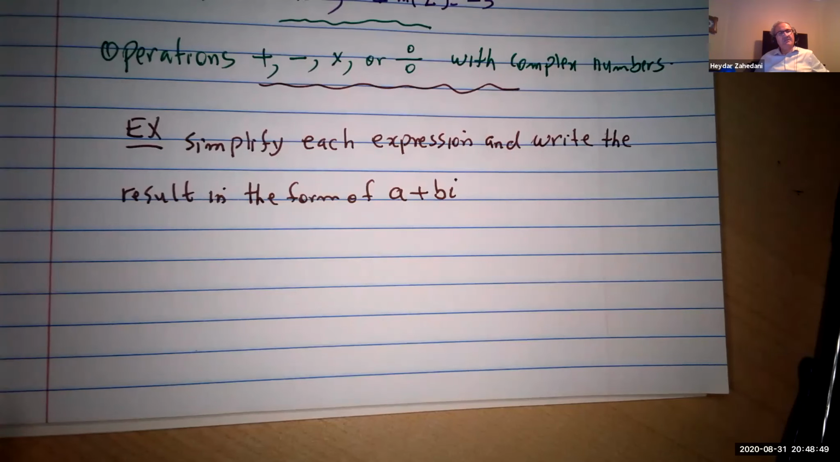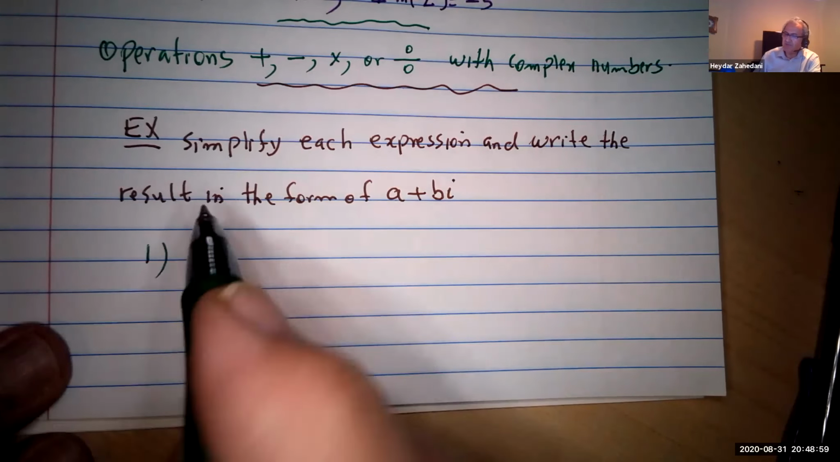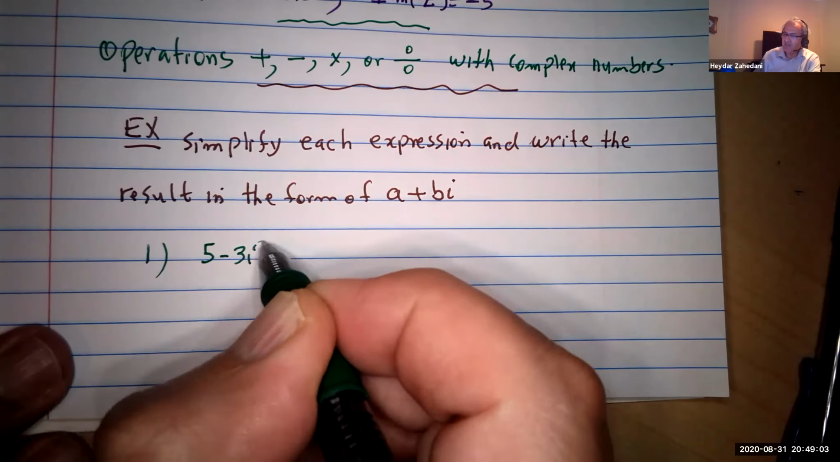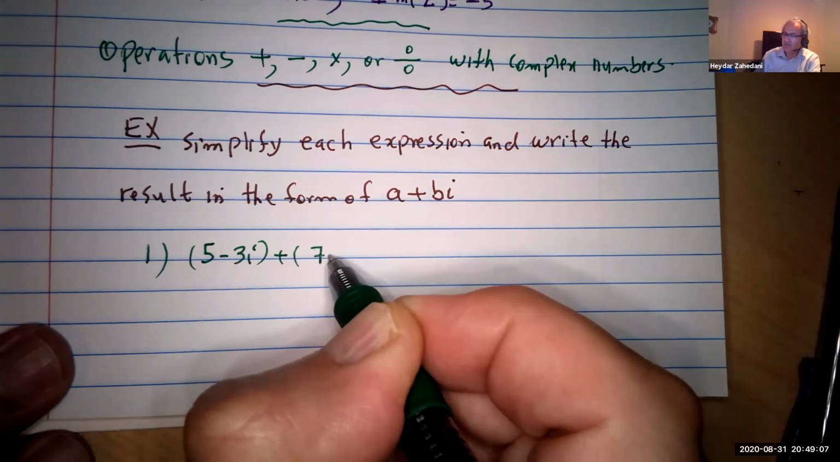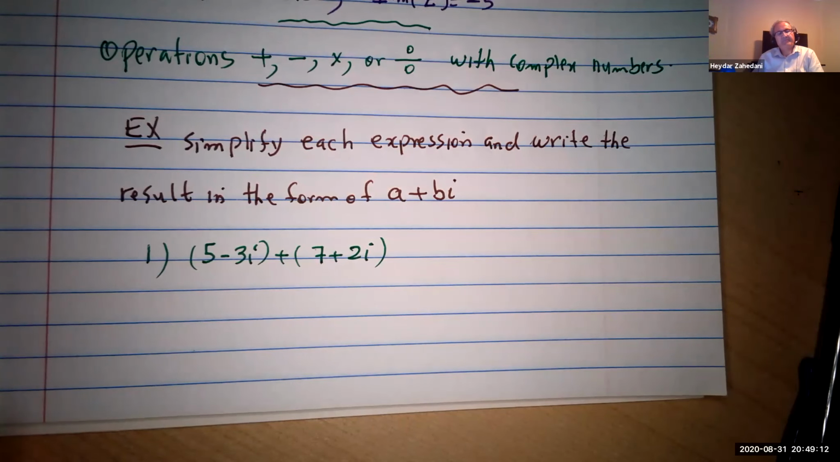Addition and subtraction, very easy. We remove the parentheses, we combine the like terms. So this is going to be the first one. Suppose you want to add 5 minus 3i plus 7 plus 2i. That's it. It's algebra. Remove the parentheses. Combine the like terms, that's it.